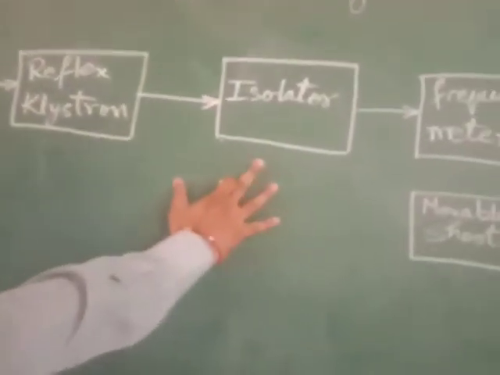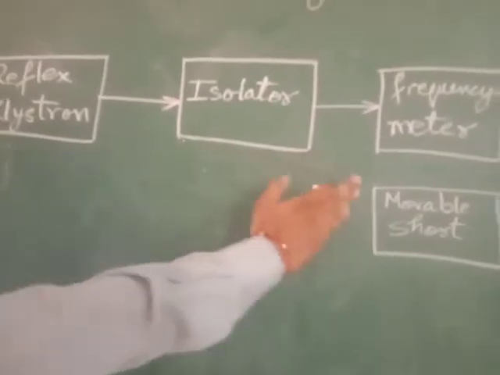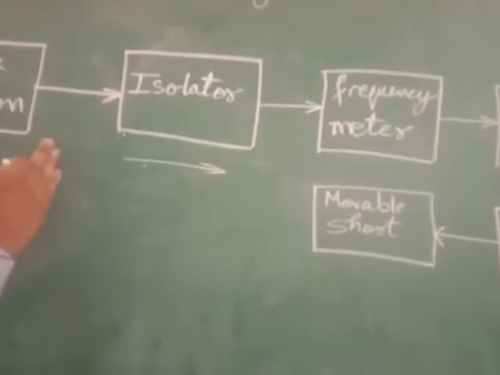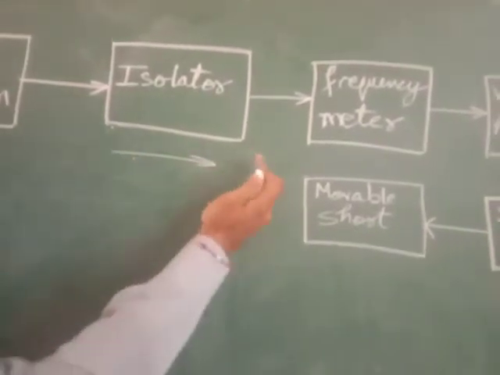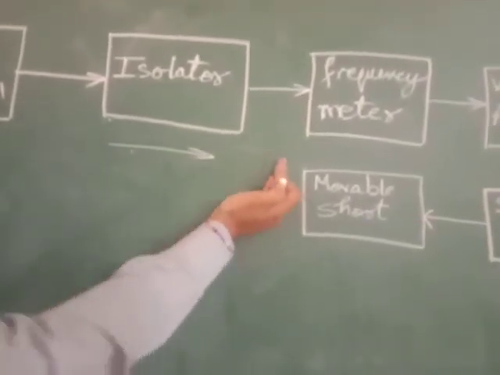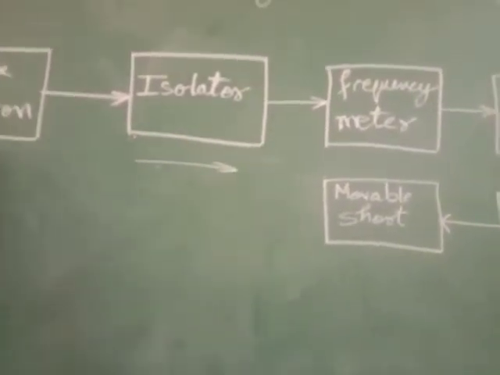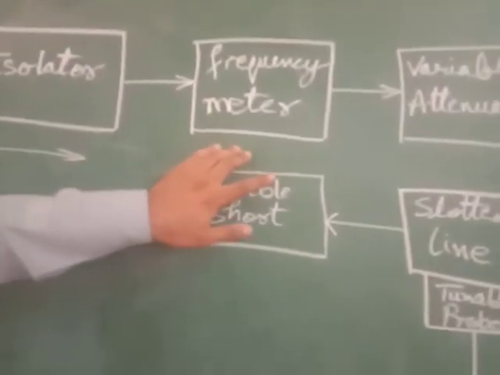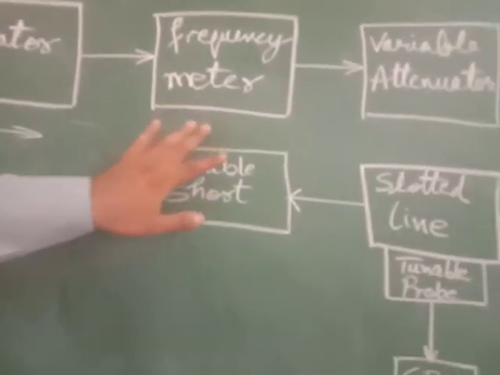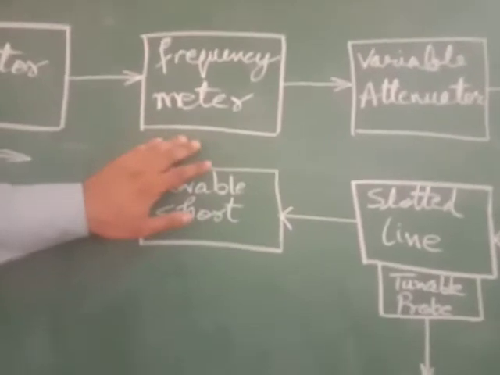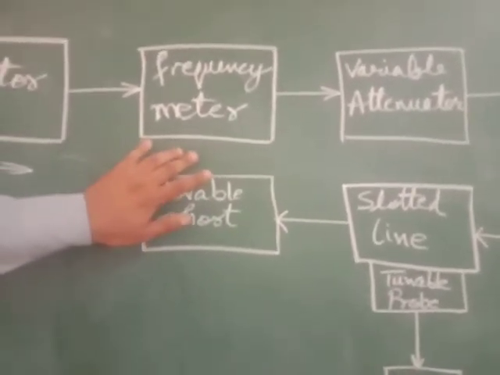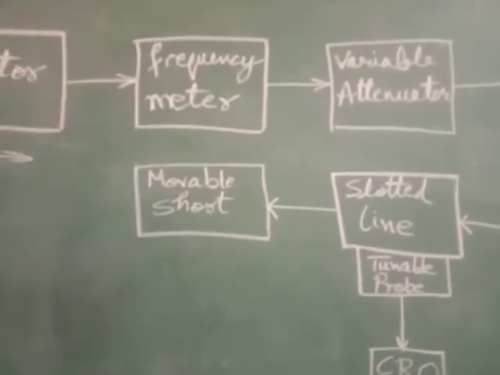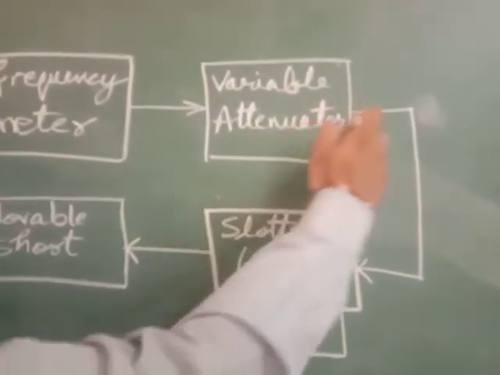Then this signal is given to the isolator. It isolates output and input. The input signal moves towards the output side, but the reflected signal from the output side cannot come towards the reflex klystron. The next component is the frequency meter. It is a direct frequency meter by using which we can measure the frequency of the signal that is passing through this waveguide. Next is the variable attenuator.